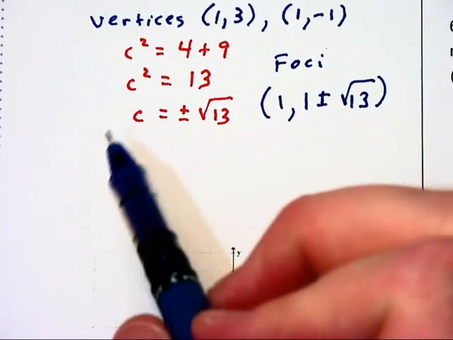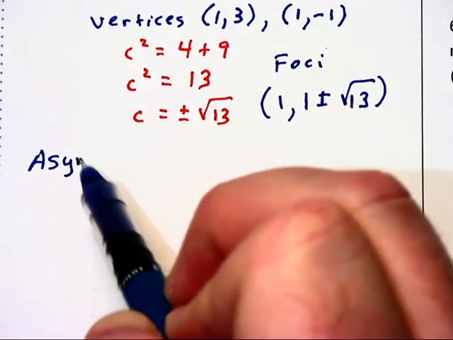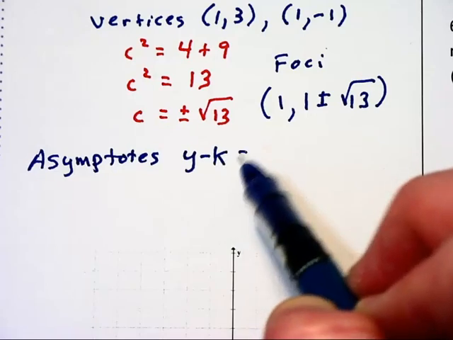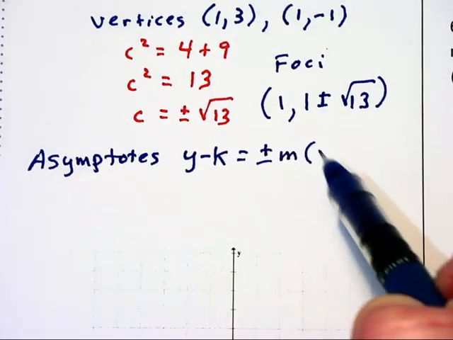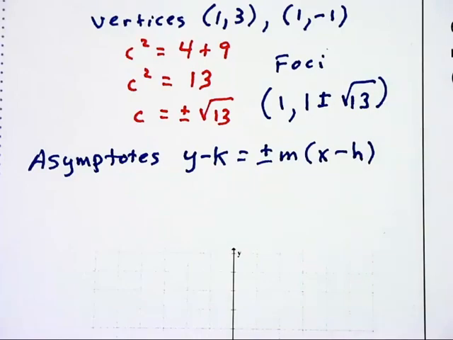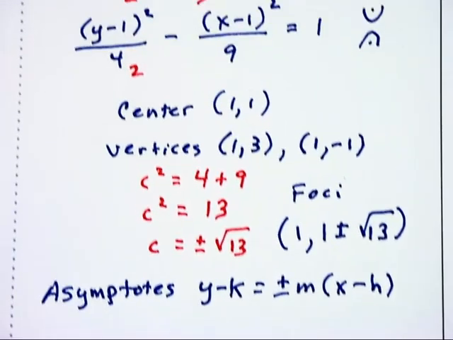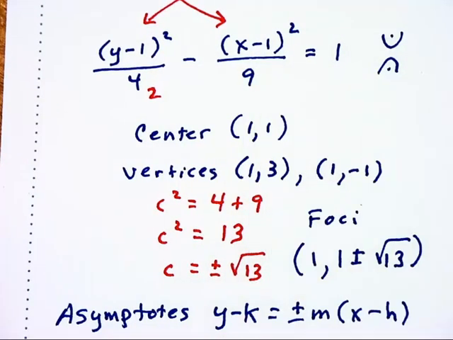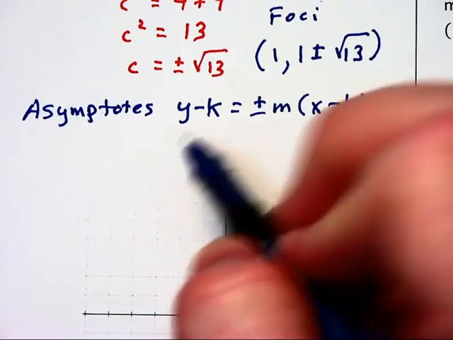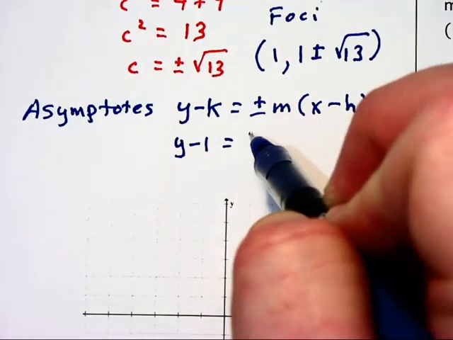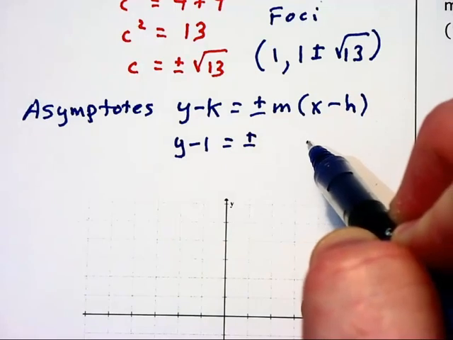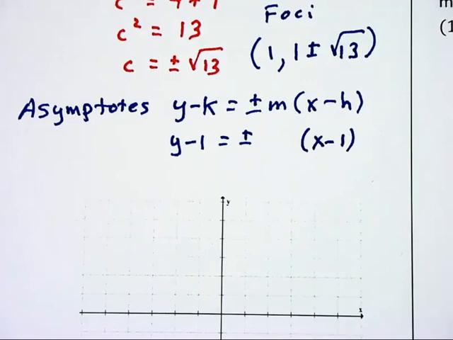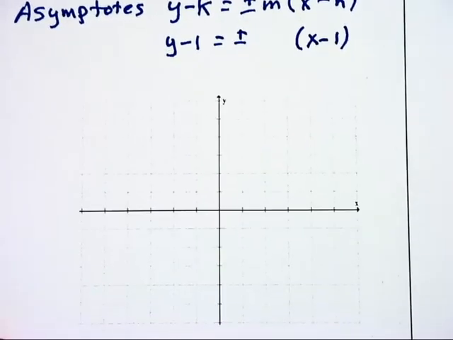Finally, we need our asymptotes. Let me move off to the left here. And the asymptotes begin with y minus k equals plus or minus the slope times x minus h. And the y minus k can be found just up here in our standard form as a y minus 1. And incidentally, we'll have x minus 1 also. So here we go. y minus 1 equals plus or minus the slope times x minus 1. Okay, let's get the slope in just a second here after we have graphed this hyperbola.